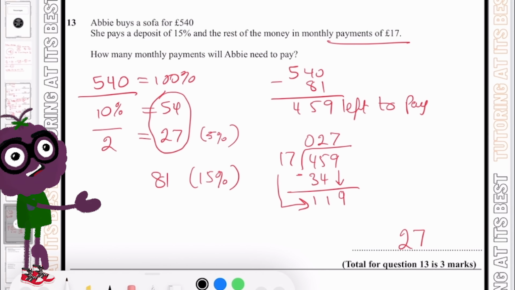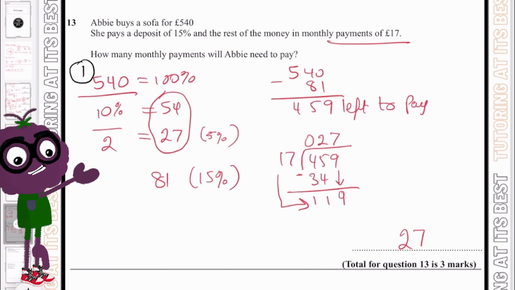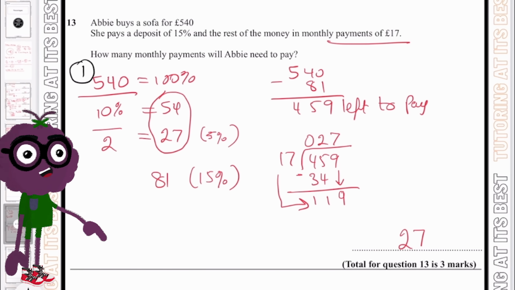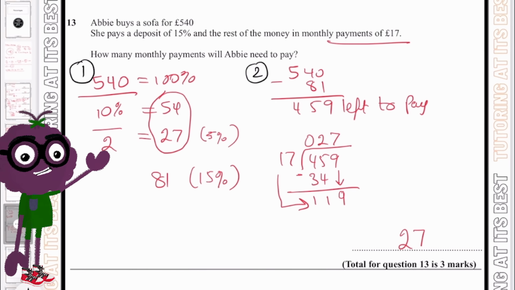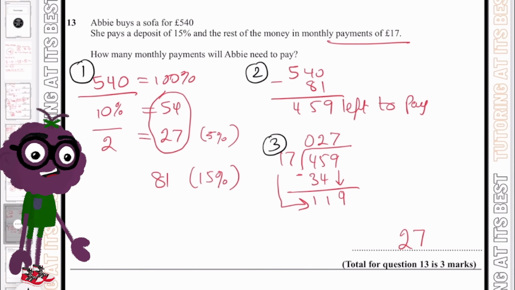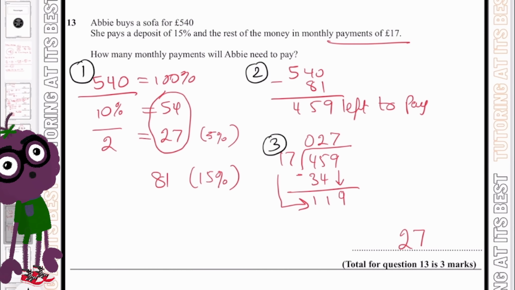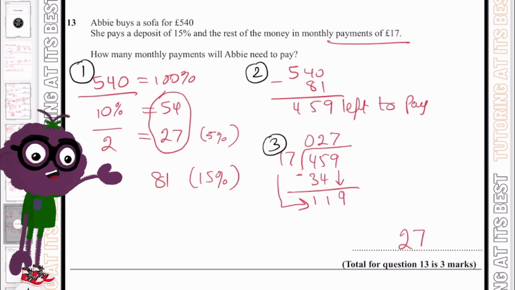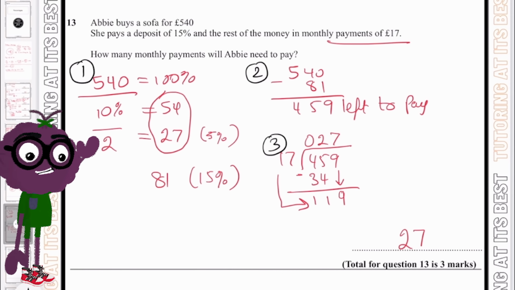So what have I done here? Let's go through this. Step 1, calculated my 15%. Step 2, subtracted it from the total amount for the sofa. And step 3, divided it by the monthly payments of £17. So I now know how many months it will take for Abby to pay off the sofa.